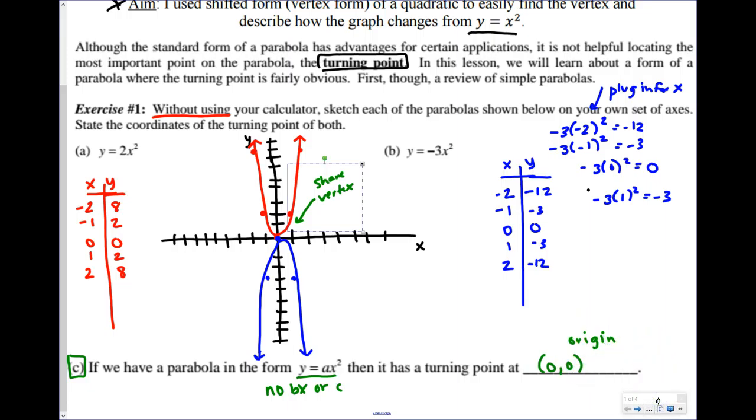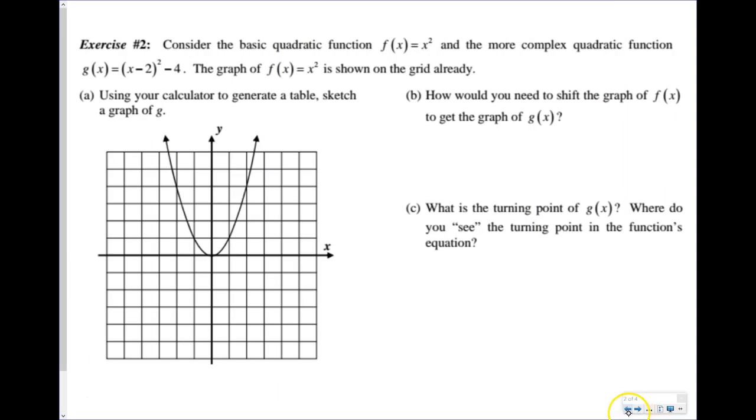This is always true. Notice how there is nothing here at the end. There's no plus anything at the end. That's this form, just the ax squared. No bx or c will always have a vertex at the origin. This is a really important thing to memorize and to think about because it's going to lead us into the shifting of future quadratics. So let's take a look at the next exercise and what we're going to talk about.